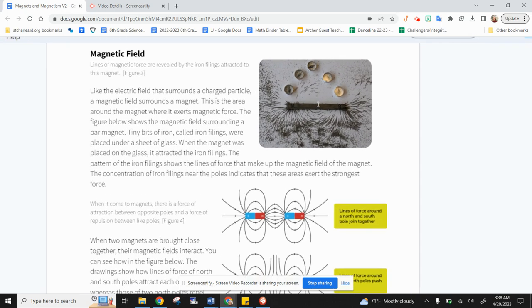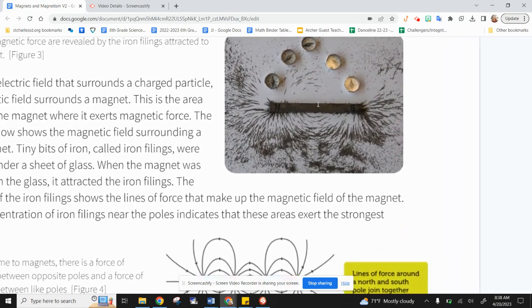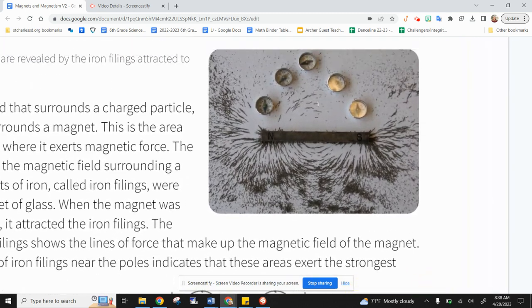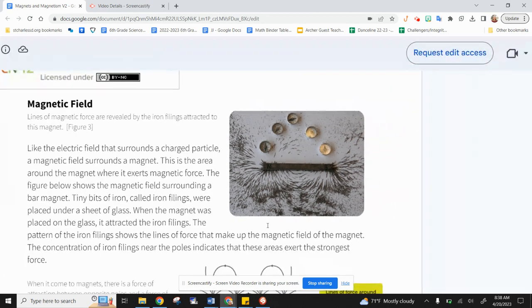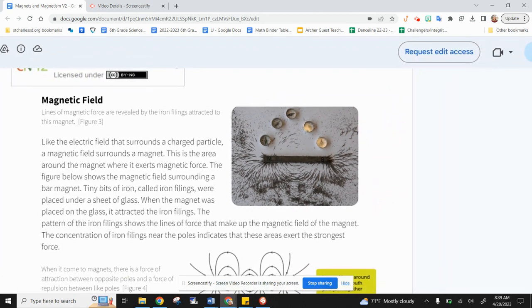I'm going to zoom in a little bit. That's a pretty cool picture, guys. It shows the direction and the area where these forces are. And it also shows you where the stronger forces are because there's more iron filings in that area. So this all happened naturally when the bar magnet was set there. And we've seen things like that before whenever we were using our bar magnets and iron filings.